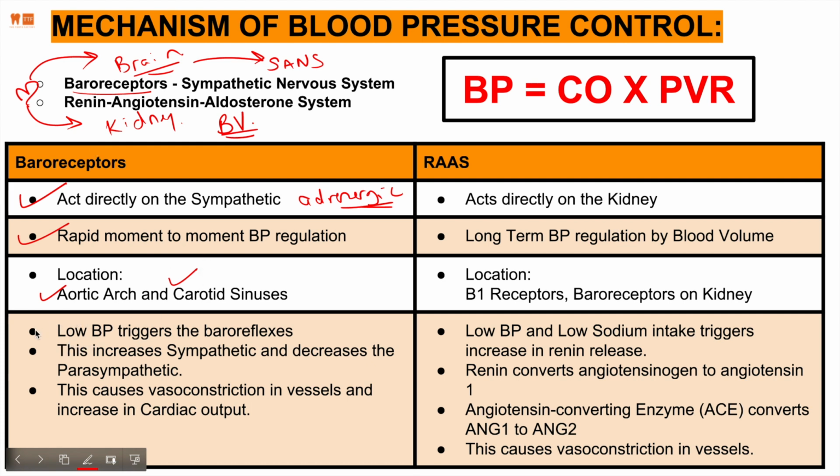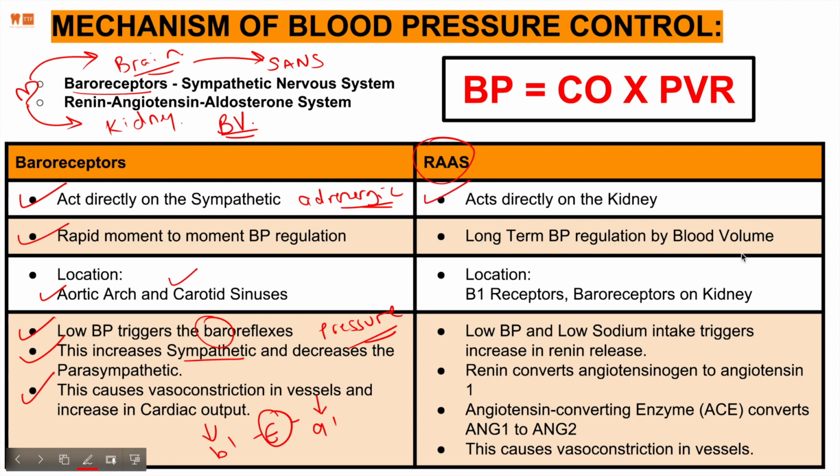So let's see how it works. Low blood pressure will trigger baroreflexes. By the way, baro means pressure. This will increase the sympathetic and decrease the parasympathetic tone. Then this causes vasoconstriction in the vessels and increases cardiac output. So vessels, alpha 1. Cardiac output, beta 1. All of this is controlled by the sympathetic or adrenergic system, which is done by epinephrine or norepinephrine on both ends of the adrenergic system. Very simple. RAS acts directly on the kidney.